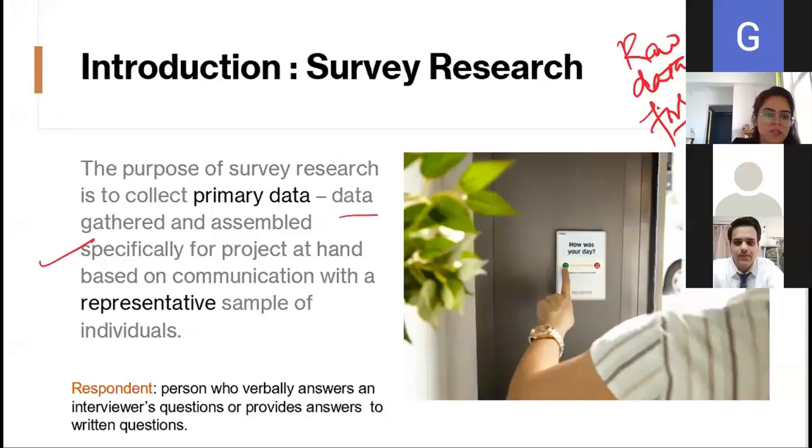Respondents कौन होते हैं? Ma'am, the people who are responding for the data, who are giving you feedback, opinion. The people who are being interviewed, right?